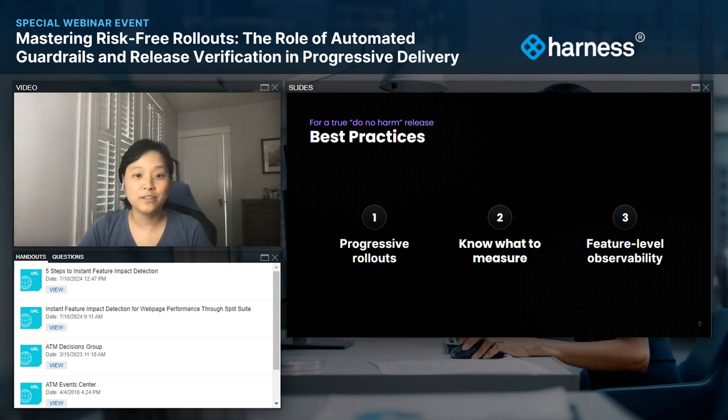And so what we do is really try to practice this idea of a do no harm release. This is something that we found there are a couple of best practices that really impact being able to do this. And those are progressive rollouts, knowing what to measure, and then also feature level observability, which really takes in the combination of those two things to make that the most powerful.